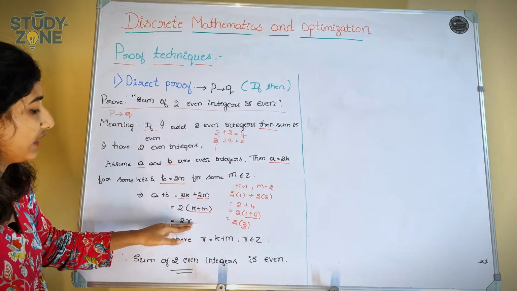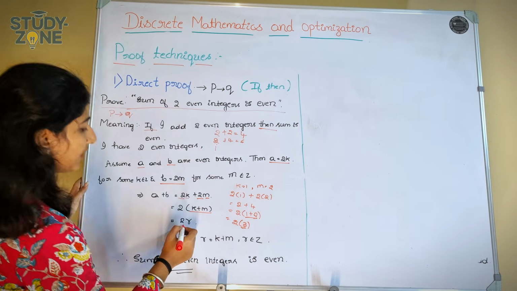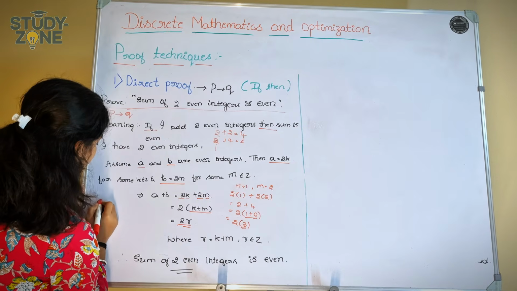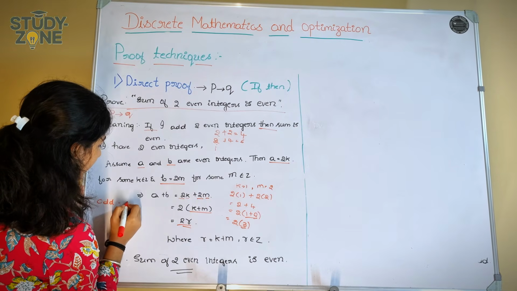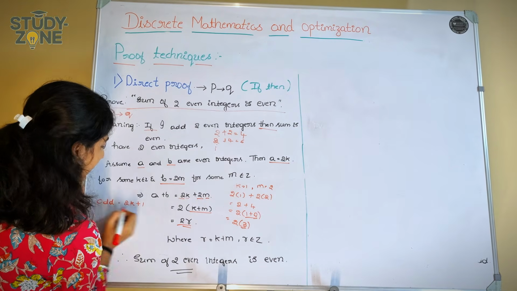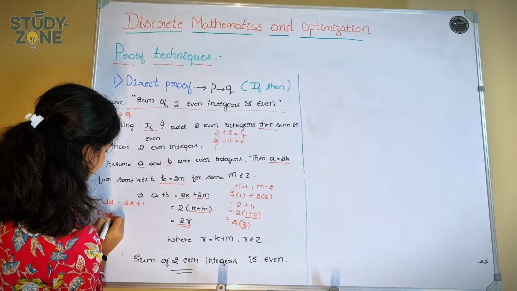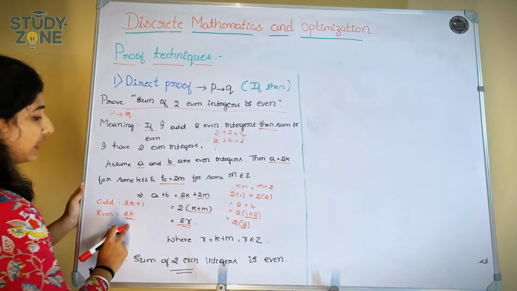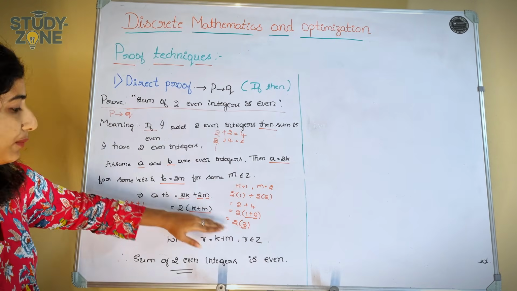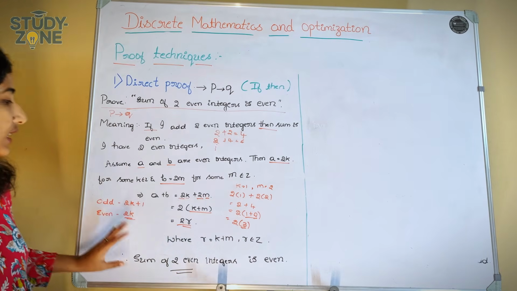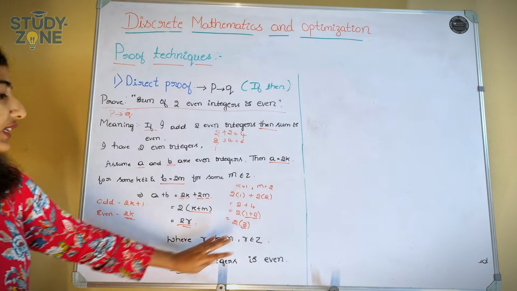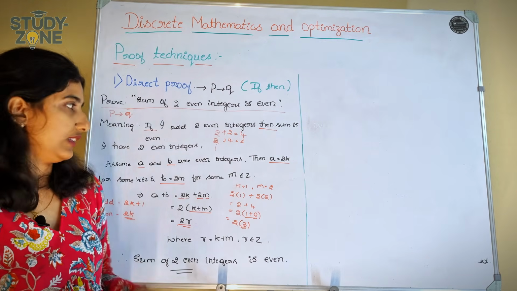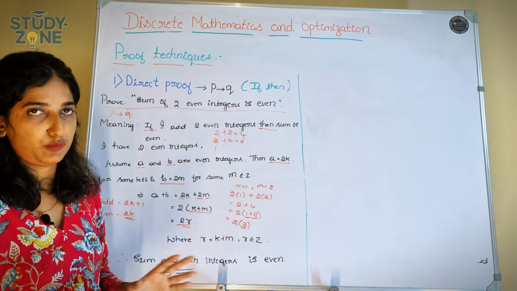So 2r is of the form of an even number, right? We have to represent odd as 2k plus 1 and even as 2k. So this is in the form of 2k, where r equals k plus m and r belongs to Z. Therefore, the sum of two even integers is even. This is how we prove by direct proof.